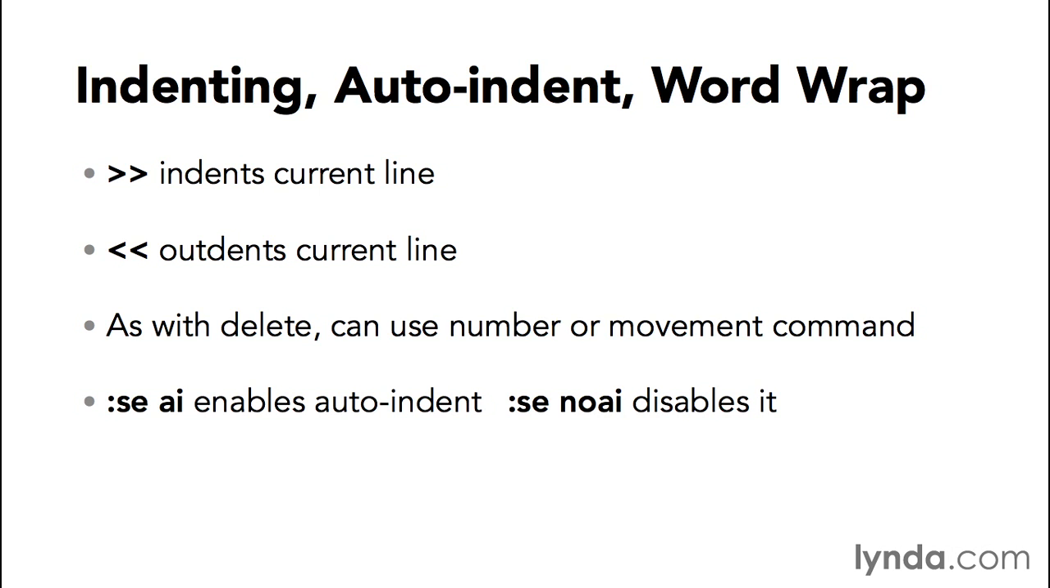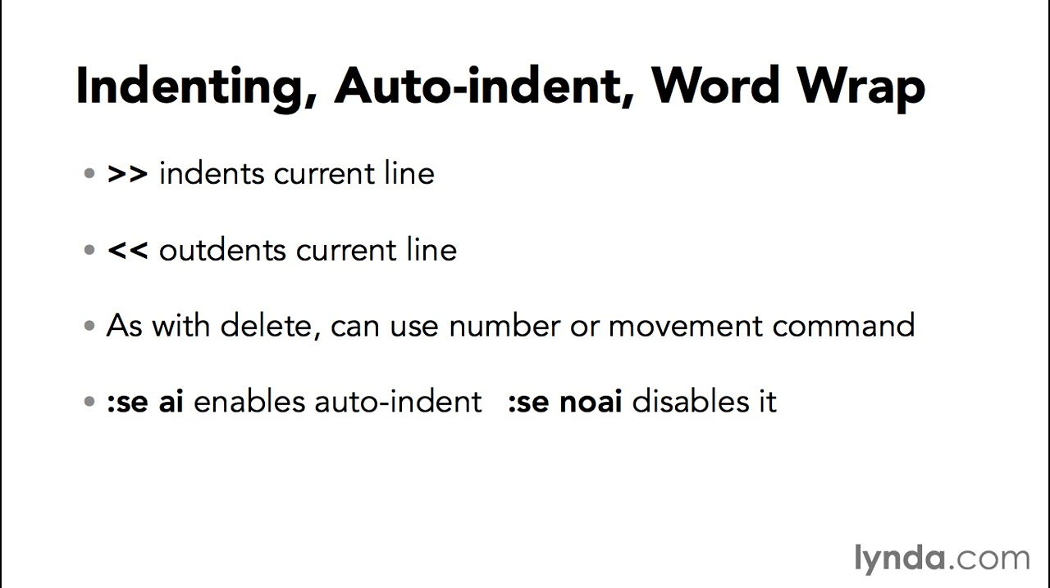When auto-indent is turned on, whenever you are in a line that is indented, if you add a new line after it, either by hitting return in insert mode or by using the O command to open a new line, the new line will be indented at the same level as the character above it. If you want to undo an indent while you're in insert mode, you can hit Control-D. To turn auto-indent off again, you can type :SE no AI.